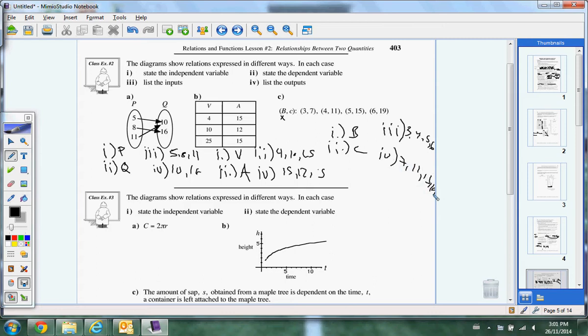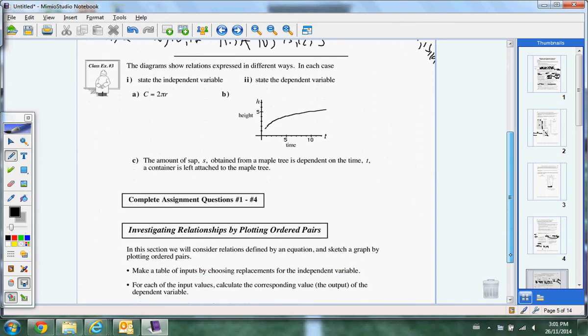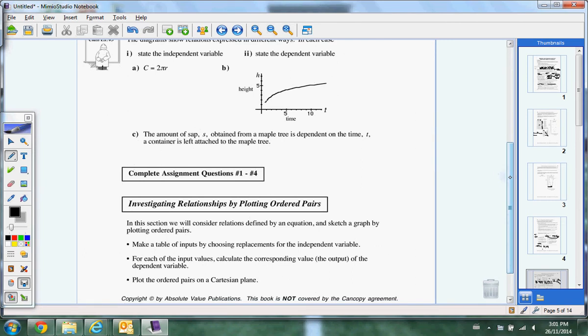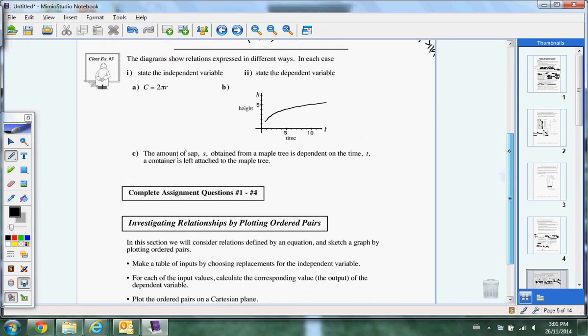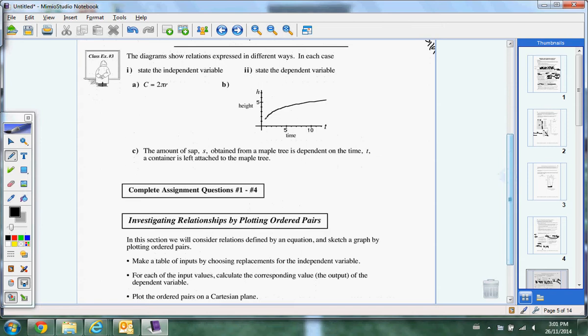Alright, let's look at class example 3. The diagram shows relations expressed in different ways. In each case, state which is the independent variable and which is the dependent variable. So, just looking at it, all you're doing is saying independent and dependent. That's all we're doing. So my independent, my dependent. Okay, Breezy, what's my independent variable for A?